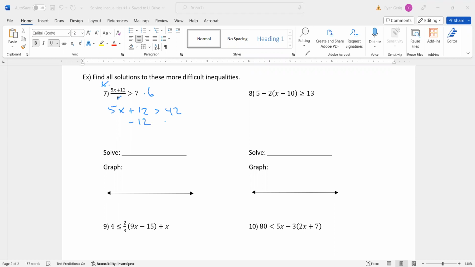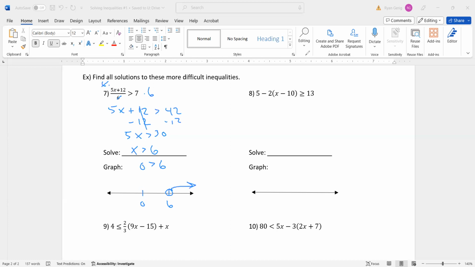Subtract 12. 5x is greater than, make sure you don't change the sign. I see a lot of people switch that to an equal sign. Don't do that. Or I see people add an equal sign when it wasn't there. Don't do that either. Divide by 5, I get x is greater than 6. Should be pretty easy to graph. Do it real quick. Open circle. Is 0 bigger than 6? No. Shade away.